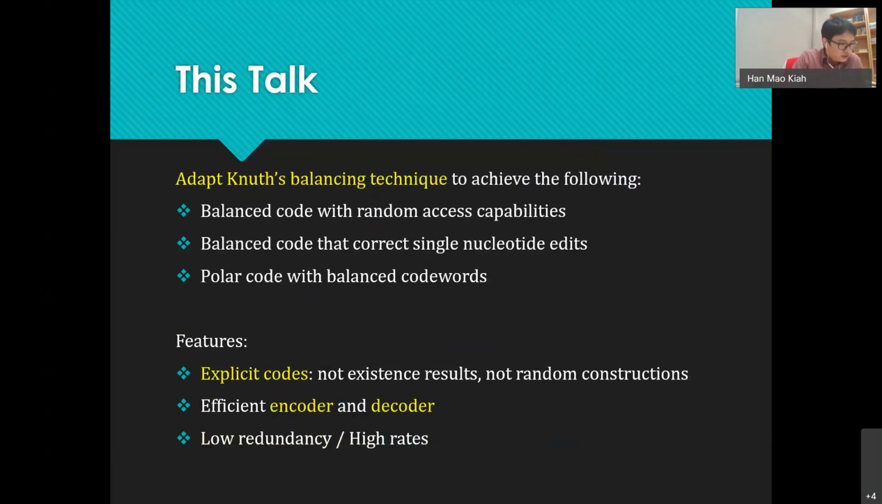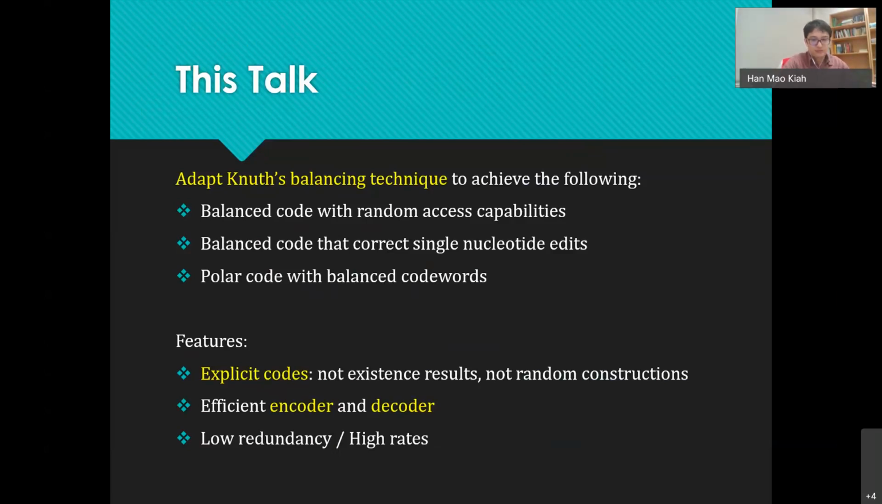Now in this talk, not only are we modifying Knuth's balancing technique, we're also trying to keep to Knuth's spirit. Specifically, what we are after are explicit codes, and we are not looking at existence results that arise from GV type arguments. Also, we are not looking at random constructions. And in all cases, we will provide efficient encoders and decoders. And of course, we want to encode as much information as possible. So we are looking at codes with low redundancy or high rates.